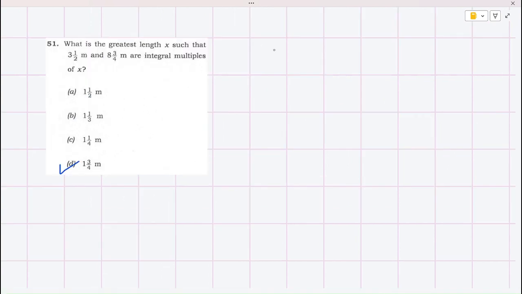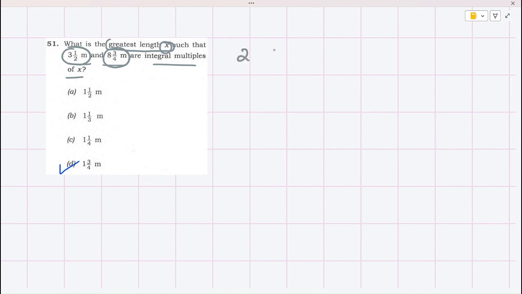Taking up the next question, it says, what is the greatest length x such that 3.5 meter and 8 3/4 meter are integral multiples of x? So basically these numbers, the lengths that are given to us, should be multiples of this particular length, that is x.